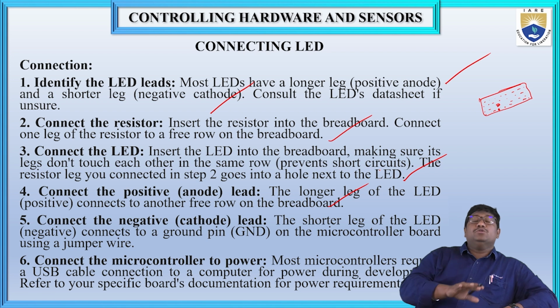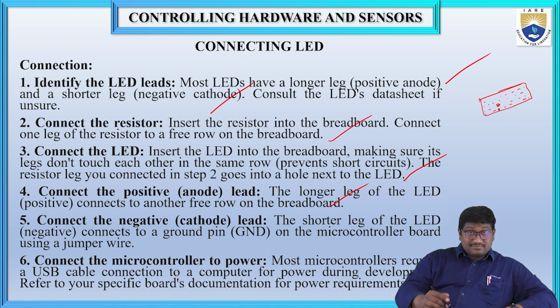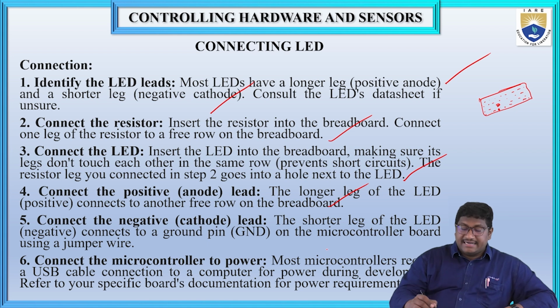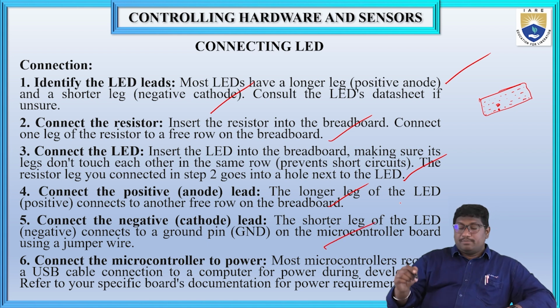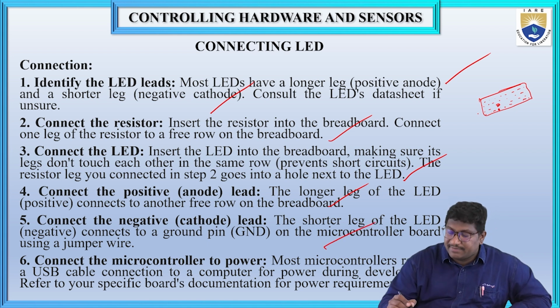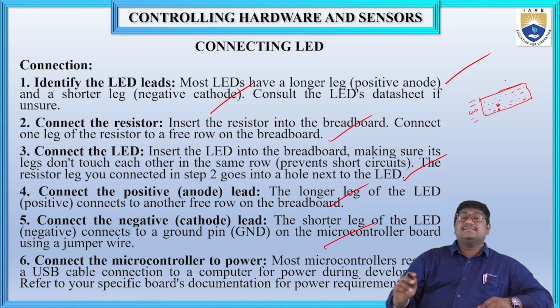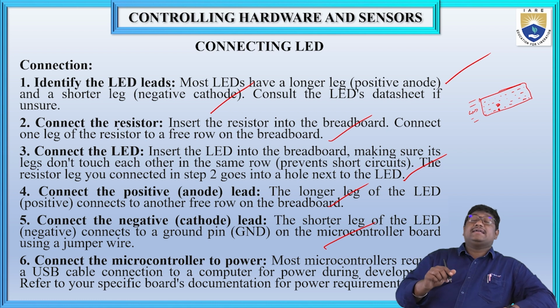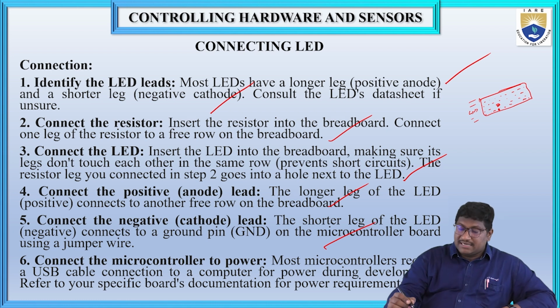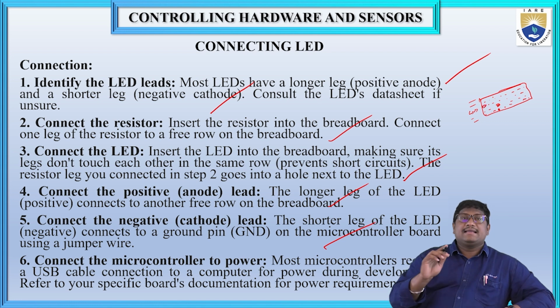And the negative lead is the cathode, the shorter leg of the LED, which has to be connected to the ground pin. In this breadboard also there will be a ground. Here things will be written: this is ground, this is some line, this is some line. We need to connect that particular cathode to the negative, to ground, properly. In this line only, things have to be connected.